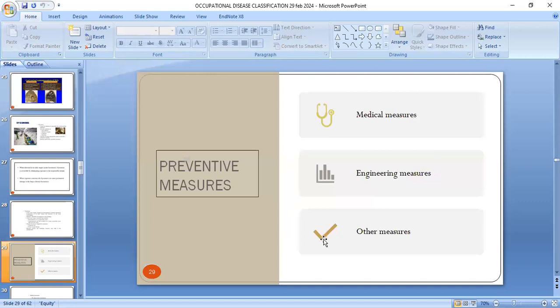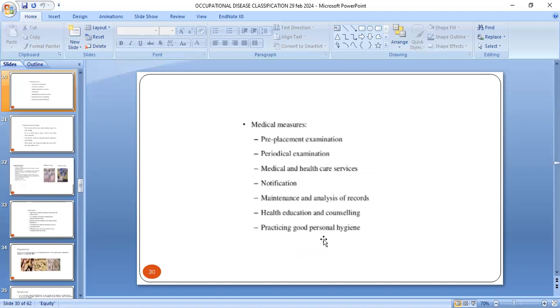The prevention includes medical measures, engineering, and other measures. Medical measures include pre-placement examination, periodical medical examination after the employment, medical and healthcare services, notification if a patient reports any symptoms related to the byssinosis, maintenance and analysis of the records, health education and counseling, and practicing good personal hygiene.